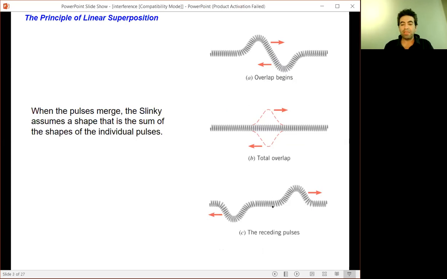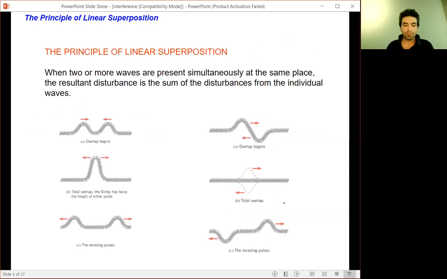And then once they pass each other, I see what was on the right is now on the left, and what was on the left is now on the right. Okay, this is called the principle of linear superposition, which says that when two or more waves are present simultaneously at the same place, the resultant disturbance is the algebraic sum of the disturbances from the individual waves. Or in other words, I'm adding the amplitudes of the disturbances.